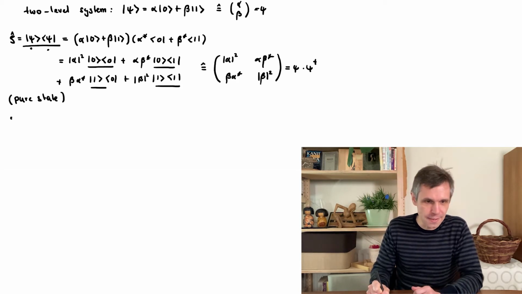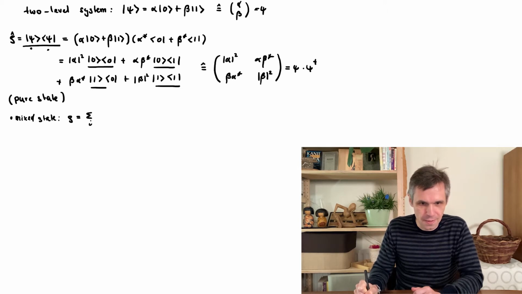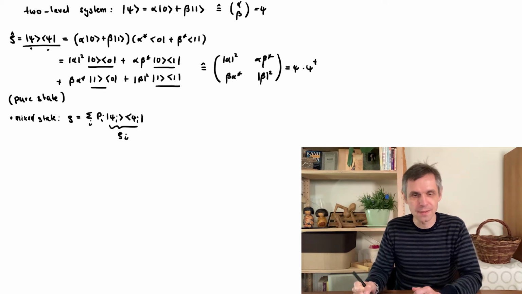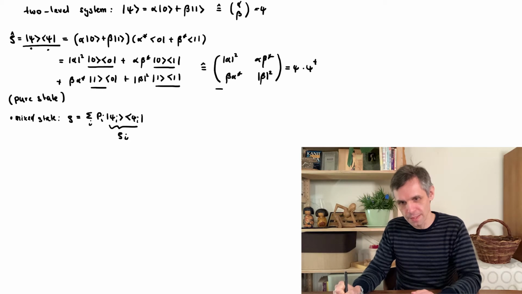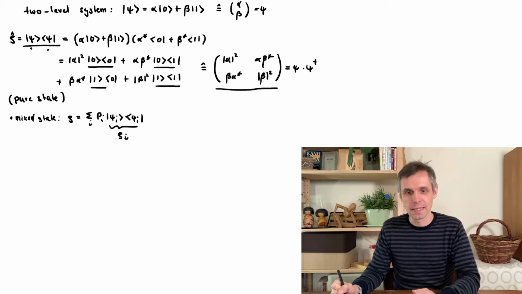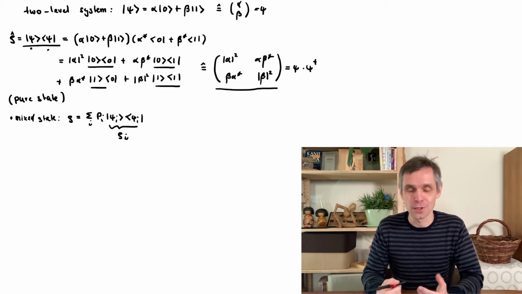Now for a mixed state, ρ is a sum of such states, but each of these just looks like a density matrix of a pure state, just as defined here. So we will simply have to sum up matrices of the form given as here. And what we will then end up with is a Hermitian matrix.